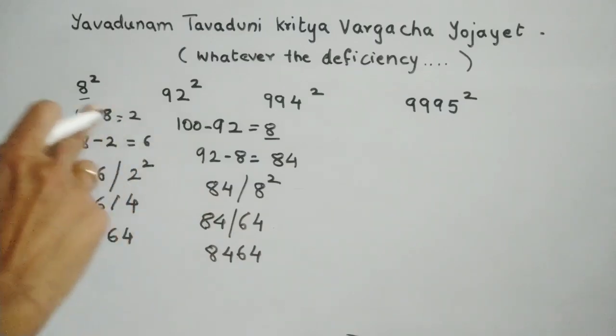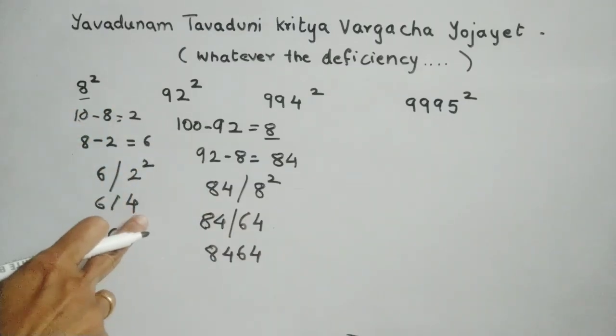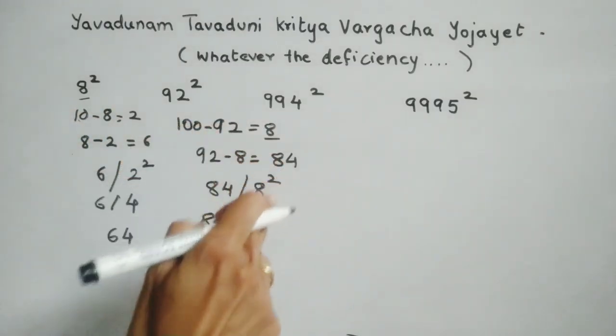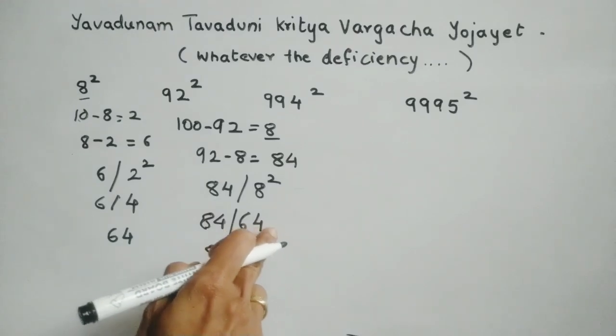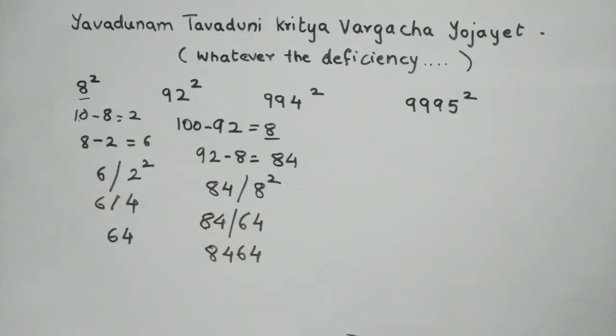Now remember, when your base is 10 you have one digit over here. When your base is 100, you should have 2 digits. If there is a single digit, you have to add a 0 before.